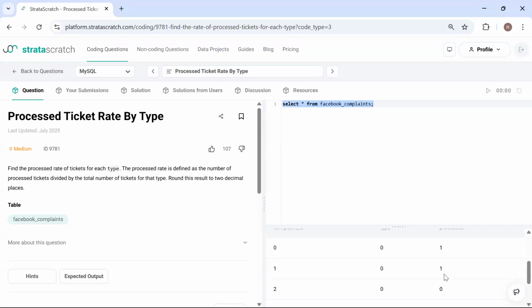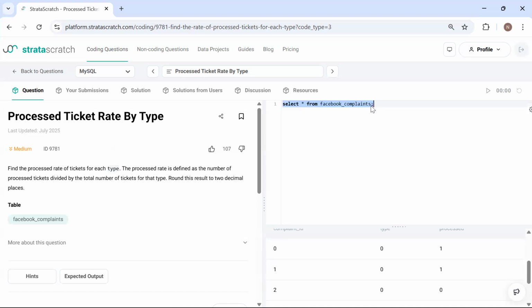So for example, for type 0, we have 3 rows. And in processed, we have 2 tickets. Like we have 3, but the value for 1 is 0 and the value for 2 is 1. So it is going to be the number of processed tickets, that is 2, divided by the total number of tickets for that type. So in that type, which is 0, the number of tickets is 3. So it is going to be 2 divided by 3. Okay, and that is going to be around 0.6. Okay, so this is what we have to do.